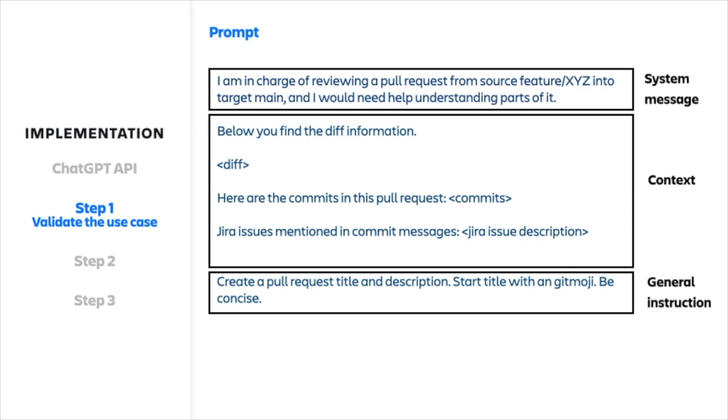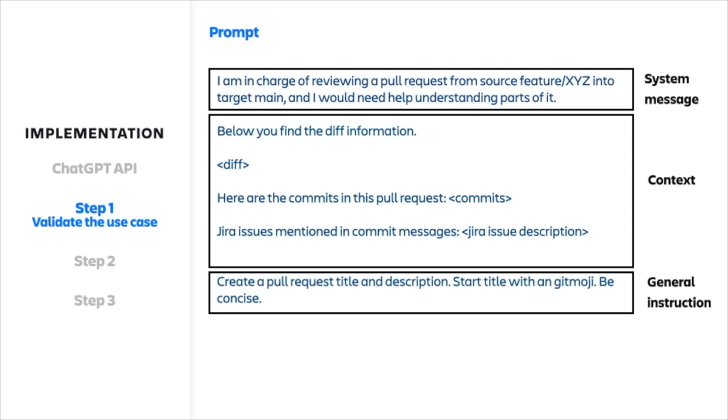So as part of this step, we were validating the use case. We started with a prompt, and we broke it out into several sections. The first is the system message, which sets the scene of the prompt. The second, which is the most important part of the prompt, is the context. Here we were providing information like the code diff, the commits in the pull request, and the JIRA issues mentioned in the commit messages, for example the issue description. The JIRA issue description was actually very helpful for the context because it typically includes motivation and use case, so it was perfect for the context here.